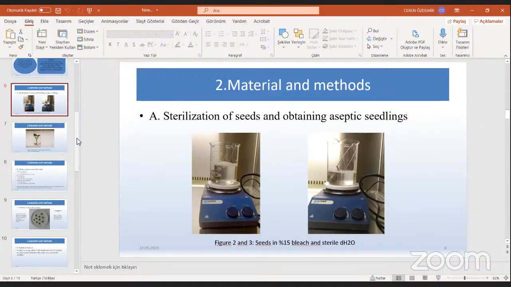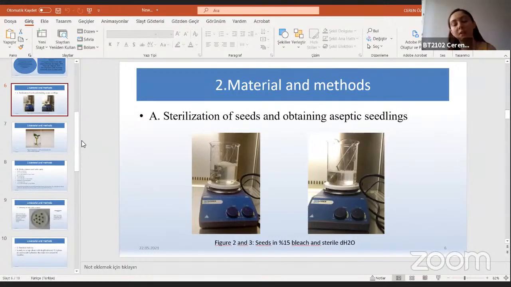As I see from your sterilization, did you use temperature or not? No, it was not temperature dependent. I didn't use a particular temperature, but I actually didn't use too hot water because it will kill off the seed basically.